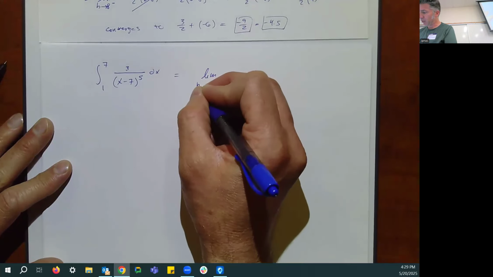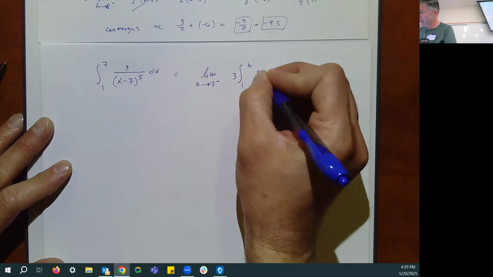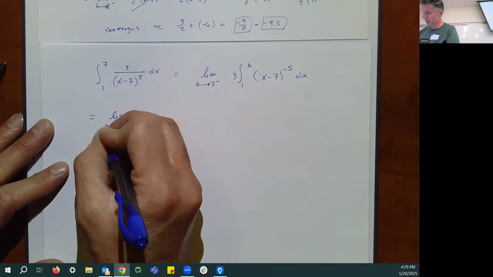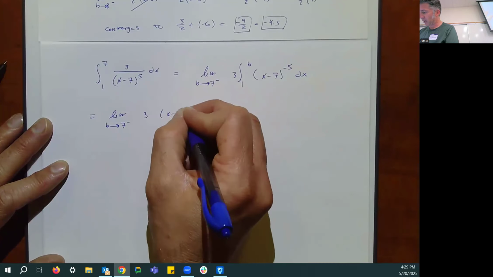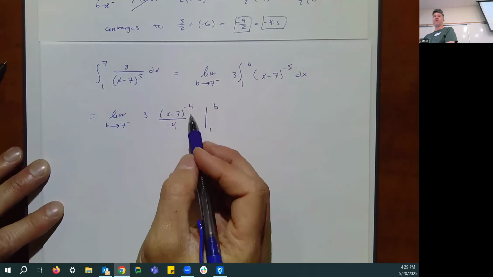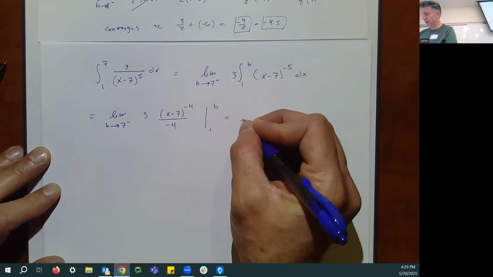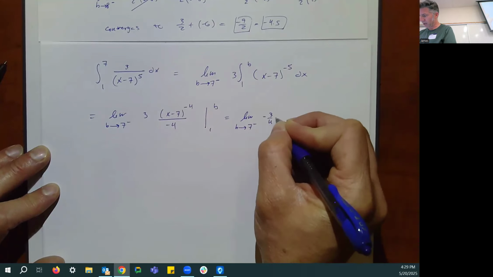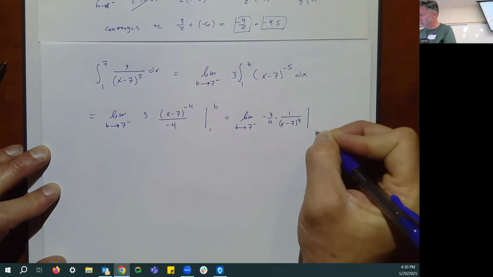Limit as b approaches 7 from the left-hand side, integral from 1 to b of 3 times (x minus 7) to the negative 5th. Limit as b approaches 7 from the left, 3 times, we integrate that. We get (x minus 7) to the negative 4th divided by negative 4, from 1 to b. I don't like having a negative power in this instance because 0 to a negative power is a problem. So I would much rather rewrite this as the limit as b approaches 7 from the left of negative 3/4 times 1 over (x minus 7) to the positive 4th, from 1 to b.